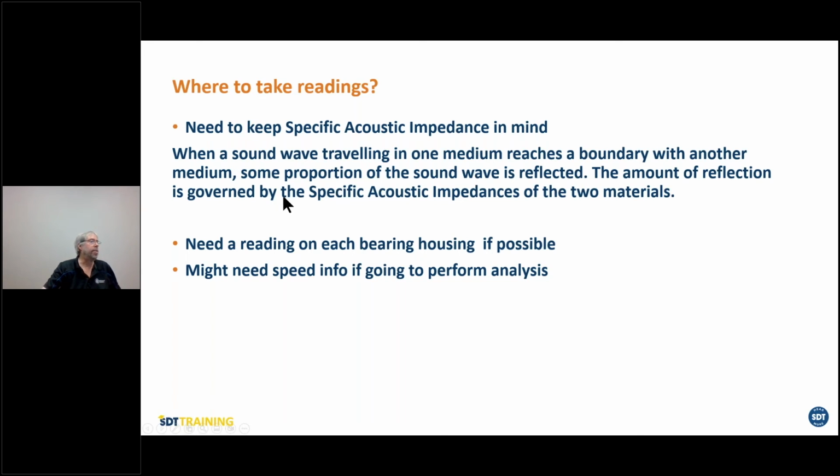The amount of reflection is governed by the specificities of the two materials. For example, rubber does not transmit very much, whereas metal does. Need a reading on each bearing housing if possible, and you might need speed info to get a performance analysis. As you saw in every one of my circumstances where I showed you a bearing defect, I need to know the speed. Because taking the BPFI times the speed gives me the frequency I'm looking at. That's the defect frequency. That's the way it works.